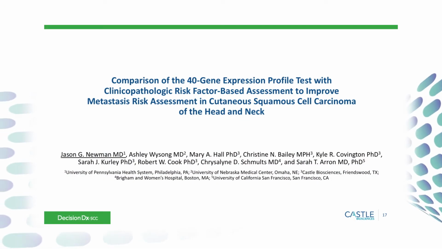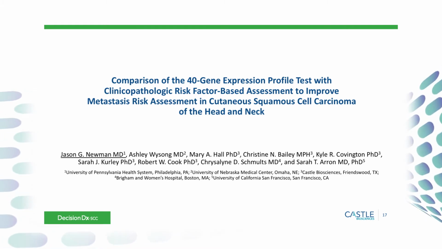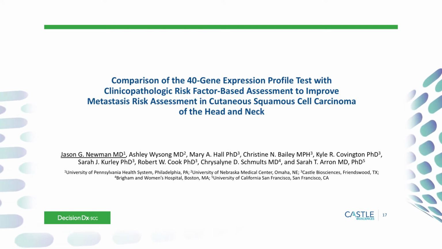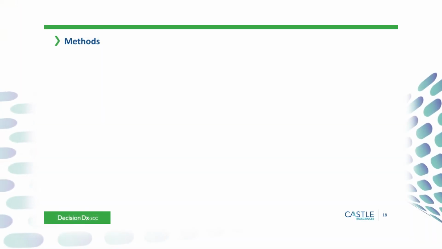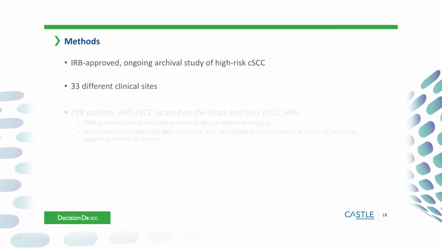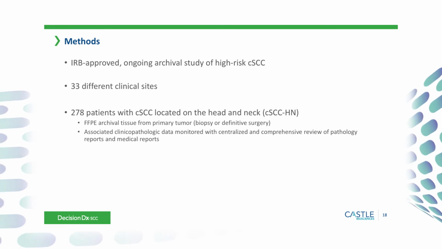So let's move on to the head and neck part of this at this point. So obviously, as you saw from that last bit of data, that was a whole body cohort. A separate set of analyses were run on just head and neck patients in order to help determine if the predictive abilities of this test were able to be translated into the head and neck. Again, IRB approved. It's an ongoing study, 33 different sites. A total of 278 patients were embedded within this part of the cohort.